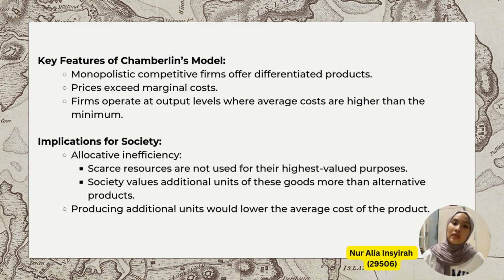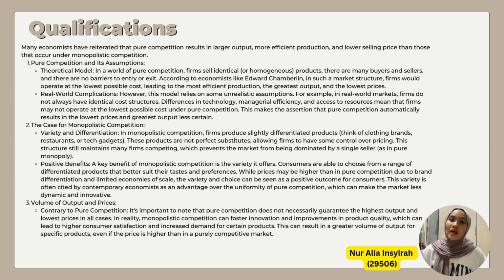Implication for society: allocative inefficiency. Scarce resources are not used for their highest value purpose. Society values additional units of these goods more than the alternative product. Producing additional units would lower the average cost of the product. Qualification of the monopolistic competition.